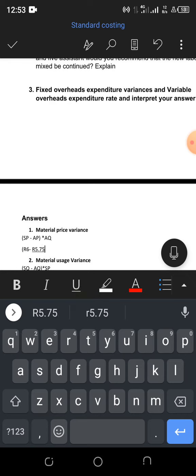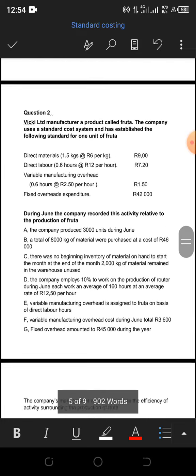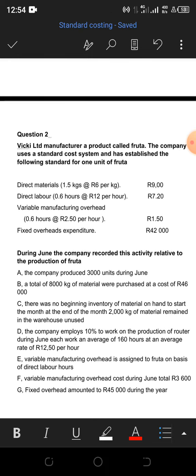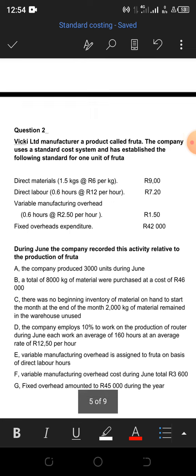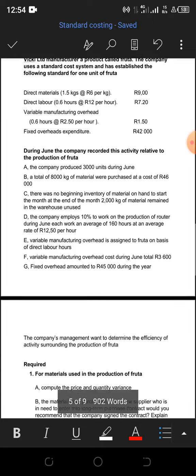Okay, then we multiply by the actual quantity. Do we have the actual quantity that we purchased? Yes, it is given. On number 2, they said a total of 8,000 kilogram of material were purchased. This is the actual one that has been purchased. Remember, on the first one I said we focus on material purchased, but on the second one we're going to focus on what? On the one that has been used. Okay, you have to take note of that.